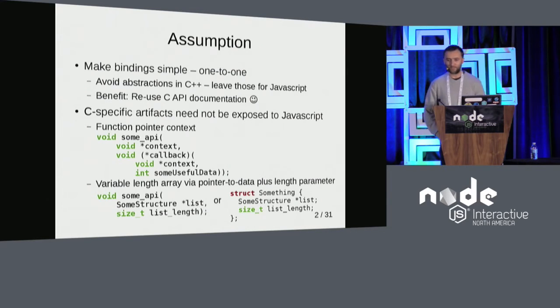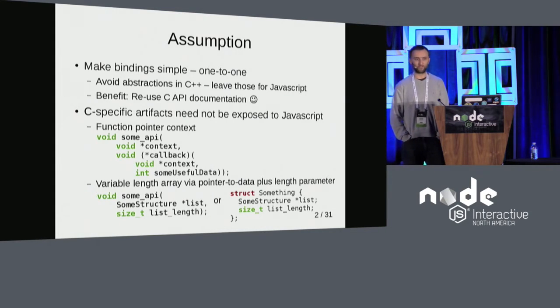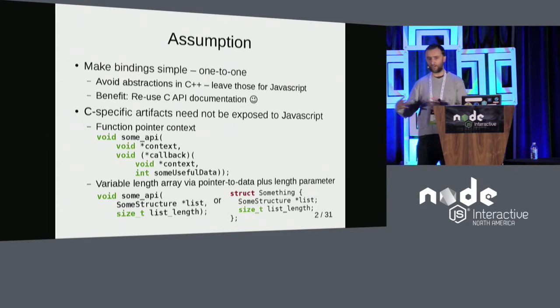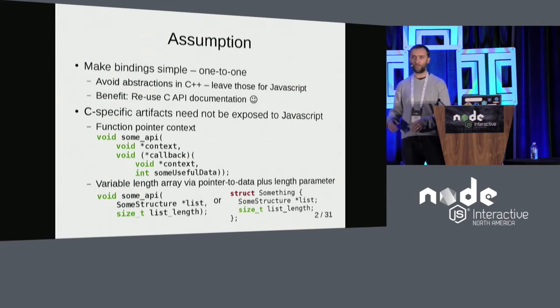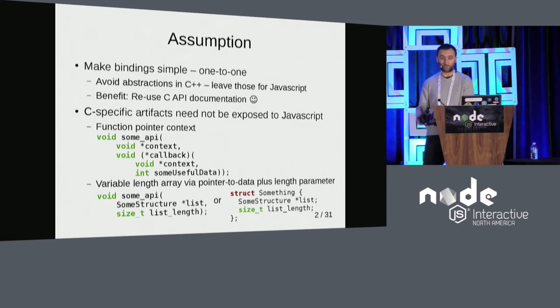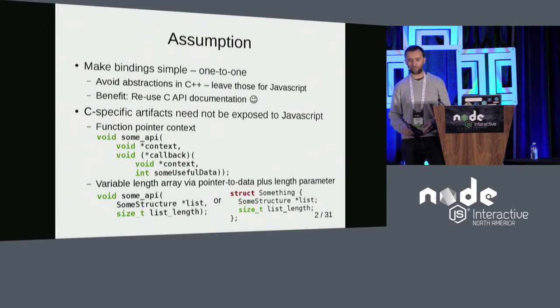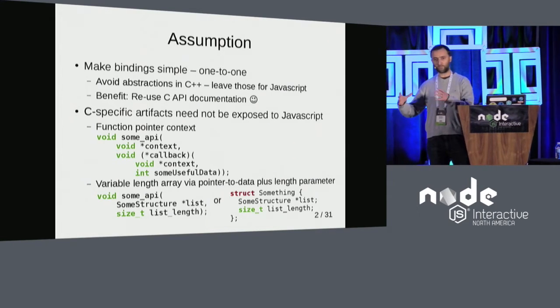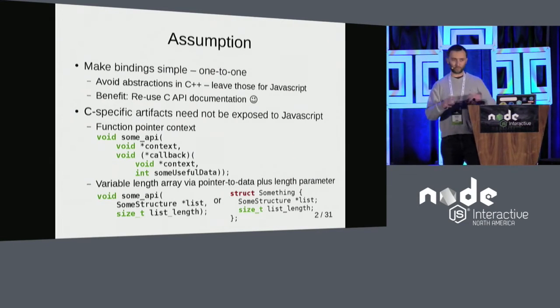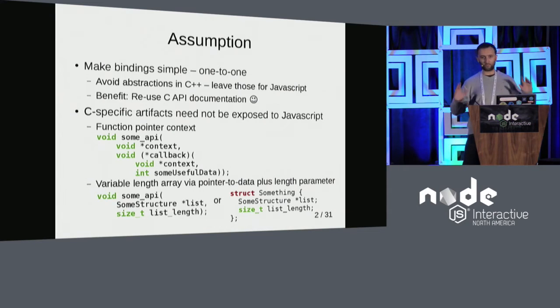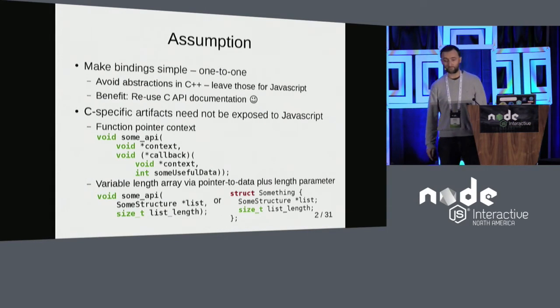The assumption I'm going to make throughout this whole talk is that you don't want to implement any logic in C++ as part of your Node.js bindings. You already have a library that does all the important stuff, but you can't use it with JavaScript. So you write a very thin layer of bindings on top of a C library, and if you want abstractions, if you want fancy schmancy, you do that in JavaScript. JavaScript is great for that.